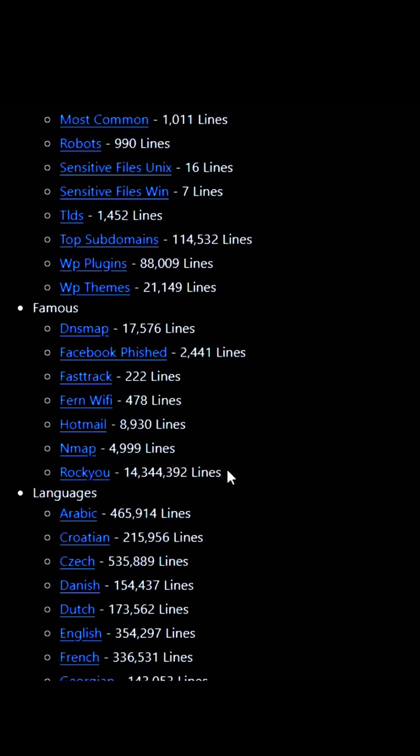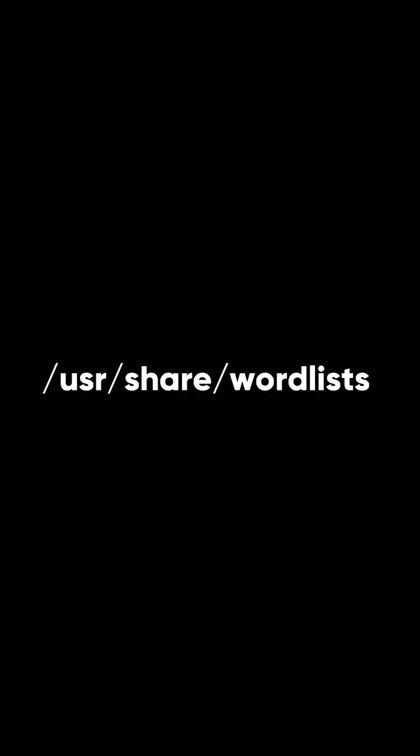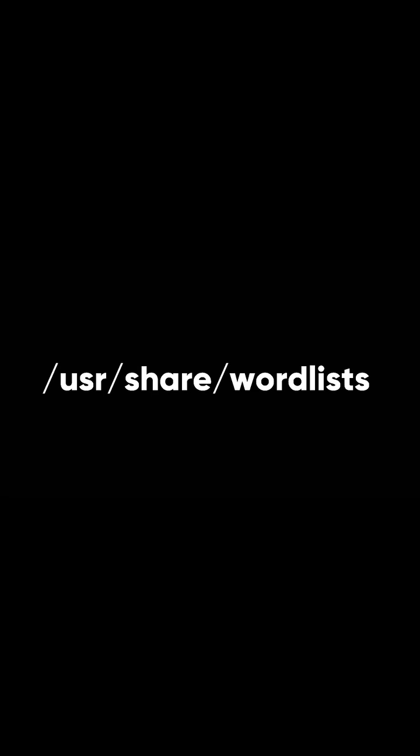One of the most famous password word lists is rockyou.txt. It has a lot of common passwords that are used by many people. It is often used by penetration testers to crack passwords. You can find rockyou.txt under /usr/share/wordlists in Kali Linux, or you can download it from the link in the description.